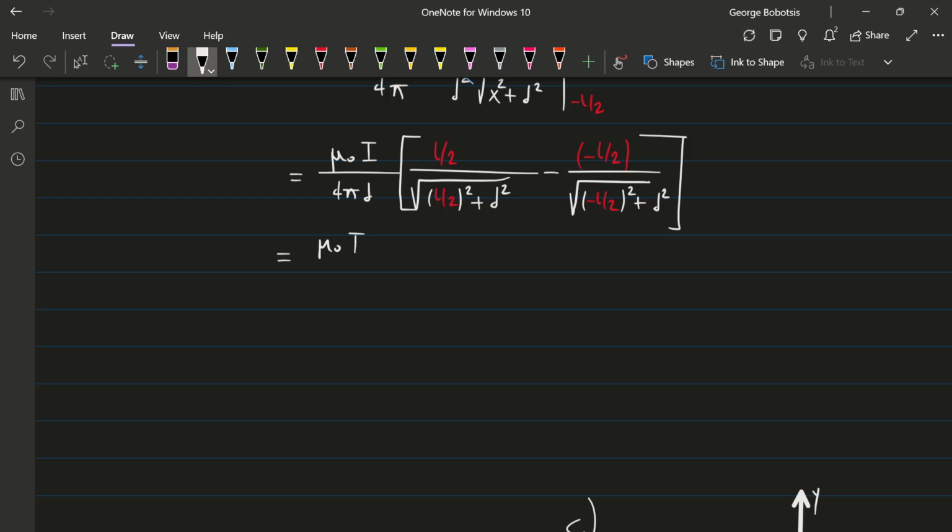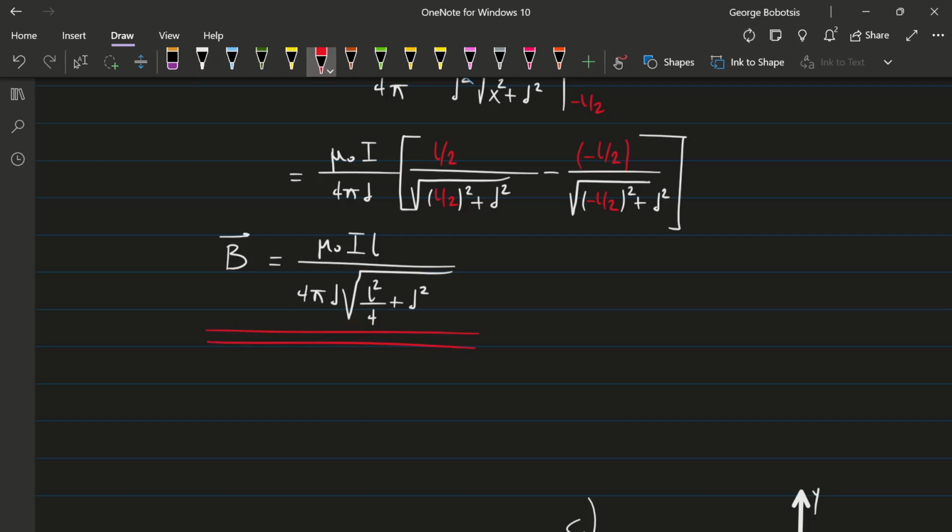So at the end of the day, you get mu naught I L over 4 pi d times the square root term. It's going to be the square root of L squared over 4 plus d squared. And that is the final answer. I didn't really need to use symmetry here, and I still get it just right. Trust me, you can use symmetry if you want later, and figure out that you get the exact same thing. It doesn't save you any time, so I don't find it very valuable here.